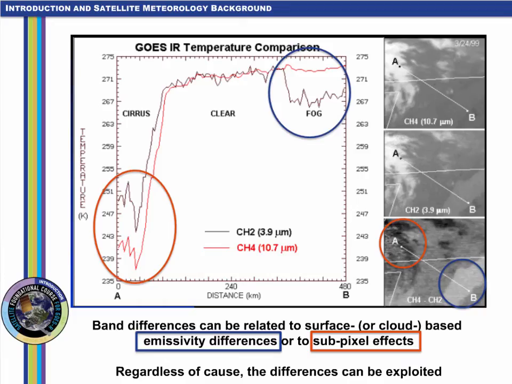In this cross-section from a fog bank to a cirrus deck, you see differences in the brightness temperatures that are related to emissivity differences in the cloud, so that the 3.9 micron temperature is cooler than the 10.7, and you see subpixel effect differences in cirrus, so that 3.9 micron temperatures are warmer than 10.7 micron brightness temperatures. In clear regions at night, the 10.7 and 3.9 temperatures are similar.